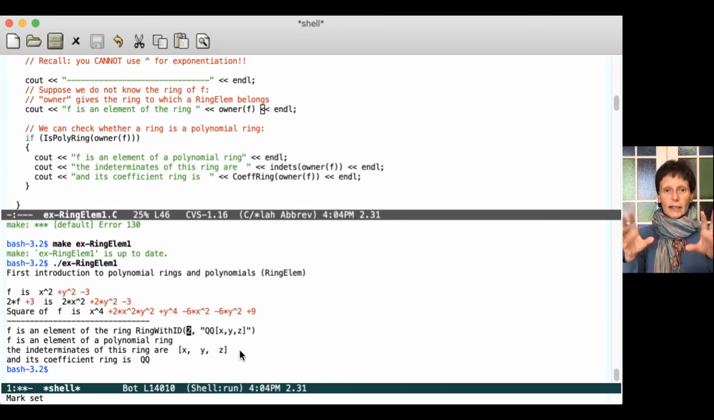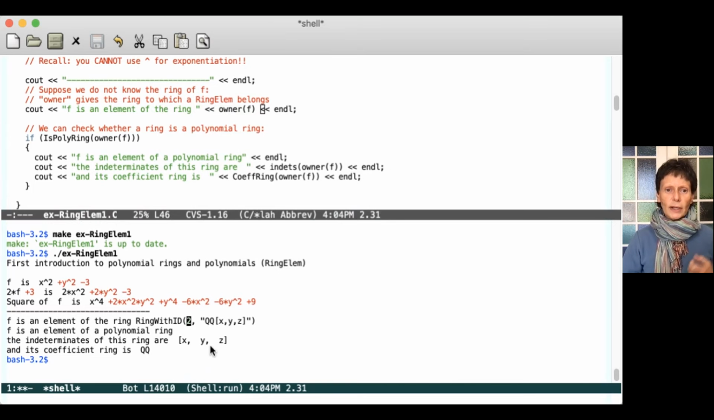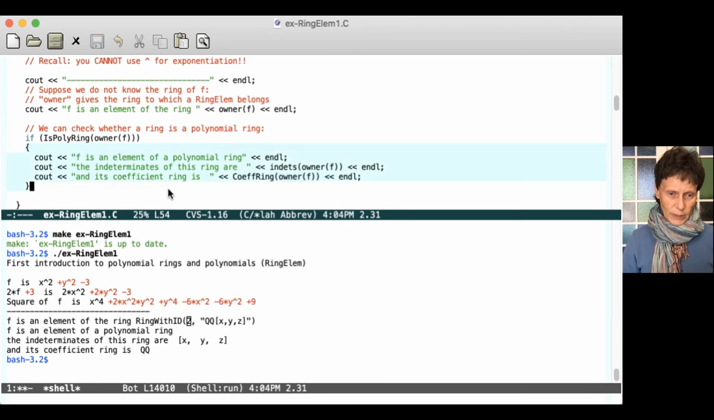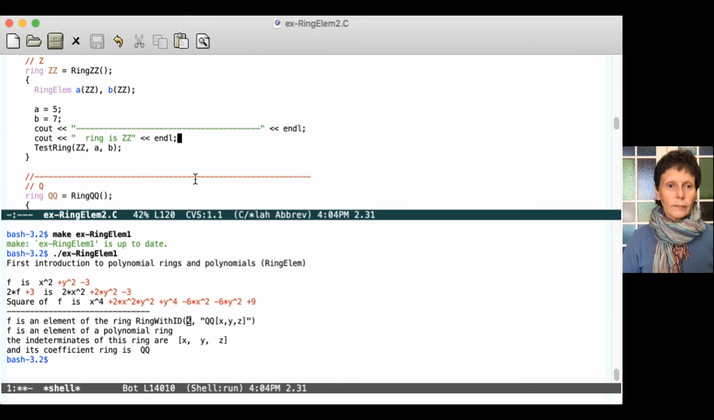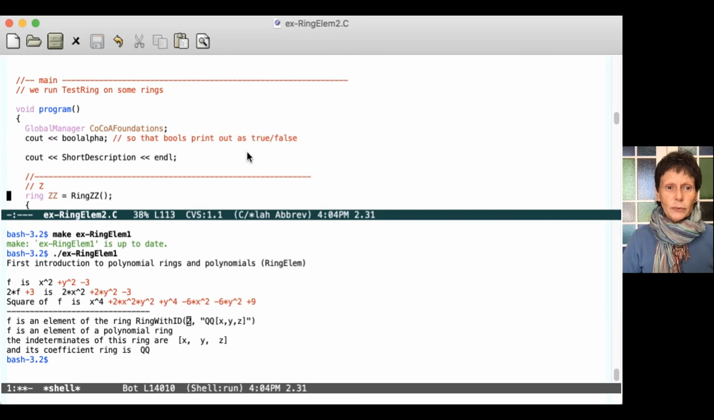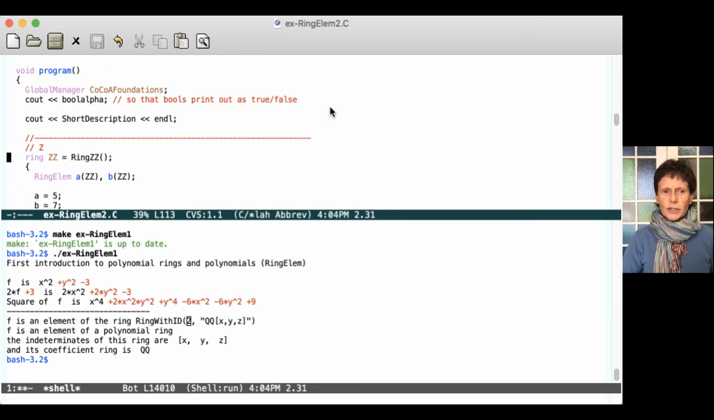So I can extract the list of the indeterminates, and I can extract, as you see here, the list of indeterminates and the coefficient ring out of the ring of F. Okay, that was pretty simple. So let's see ring LM2. Ring LM2 is a bit more structured.